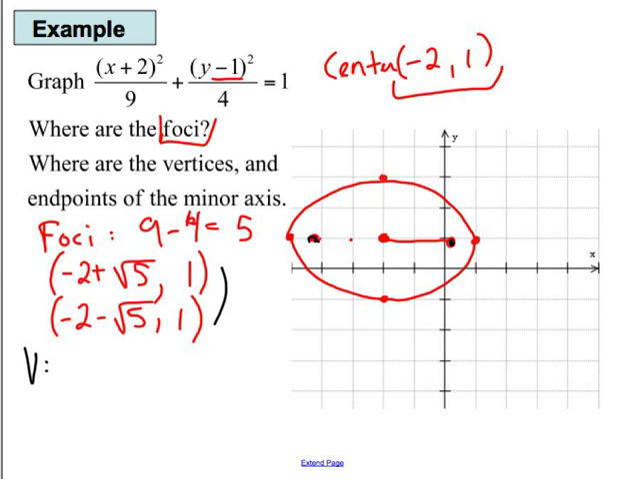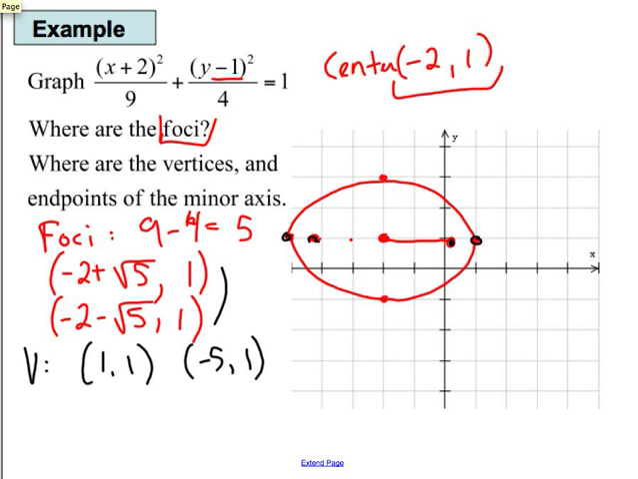Where are the vertices? According to our picture, it looks like this vertex is at (1, 1), and this one is at (-5, 1).